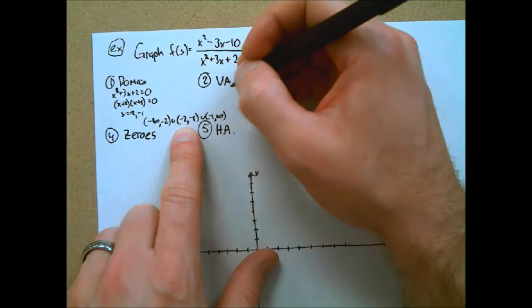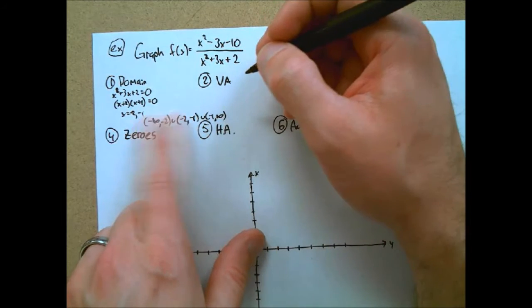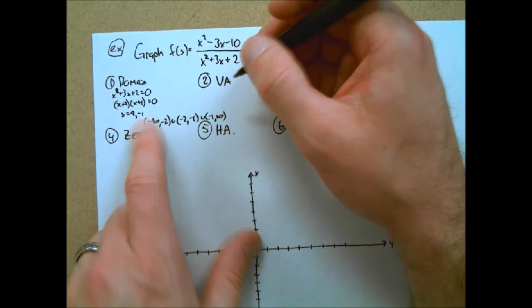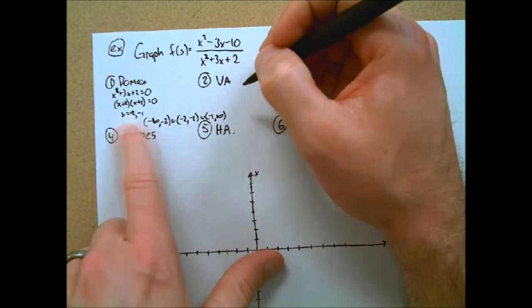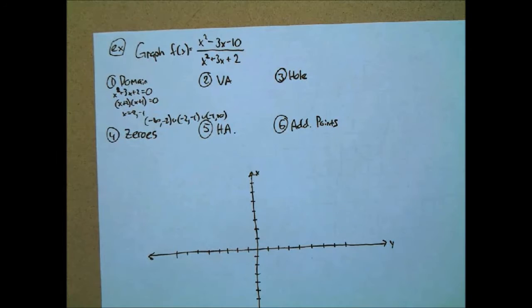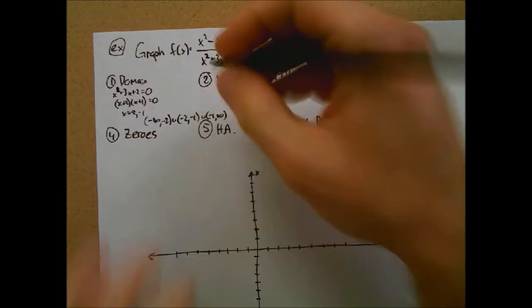That means negative 2 and negative 1. Either we're going to classify them as a vertical asymptote or a hole. So, of these 2 domain restrictions, do any of them make us undefined? That is a number divided by 0. Yes, which one? Okay, negative 1, x equals negative 1.